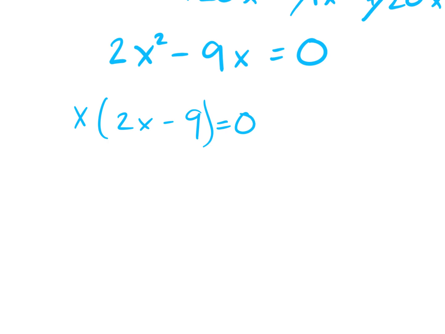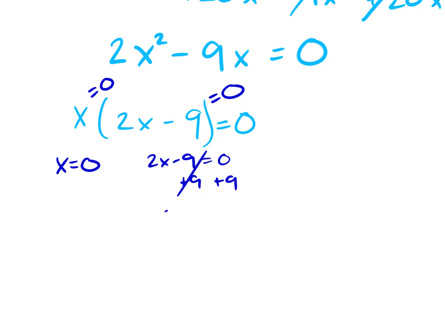Then what do we do? Set them both equal to 0. So x equals 0 and 2x minus 9 equals 0. So x is equal to 0. 2x minus 9 is equal to 0. We're going to add 9 to move it to the other side. So 2x is equal to 9 and divide by 2. So x is equal to 9 over 2. What do we have to do next?